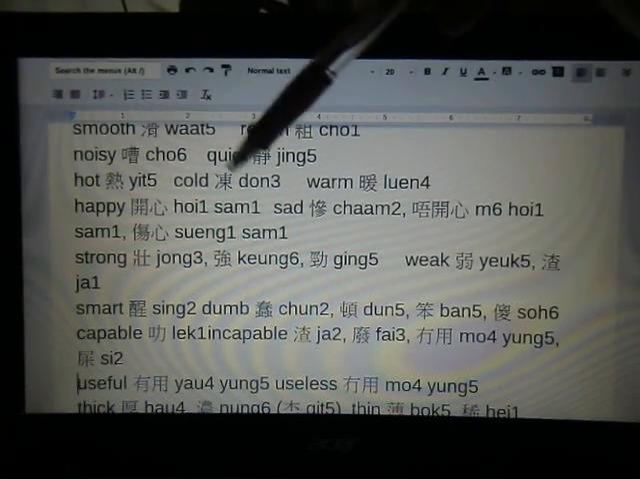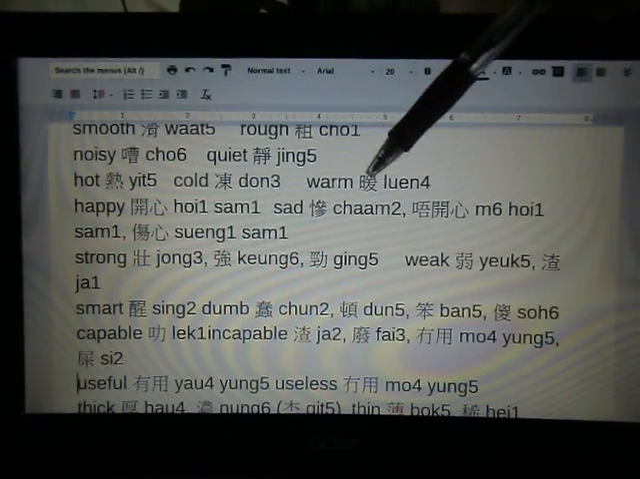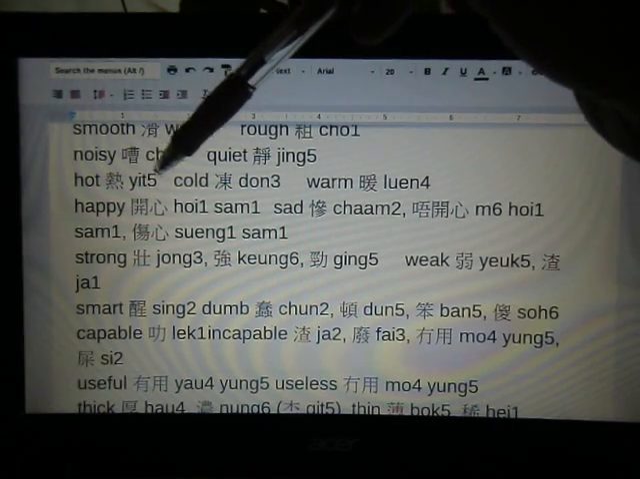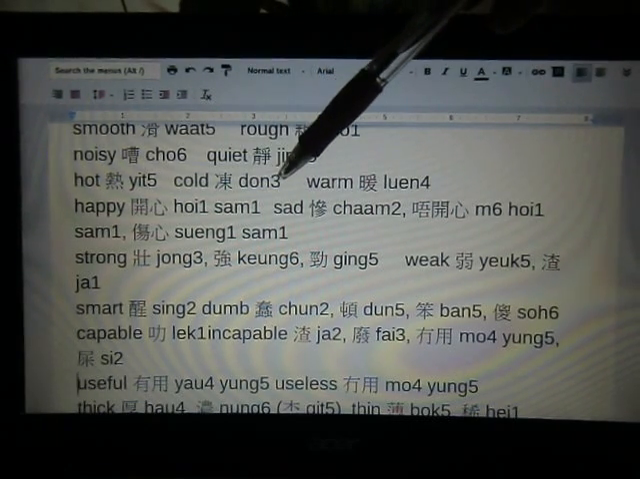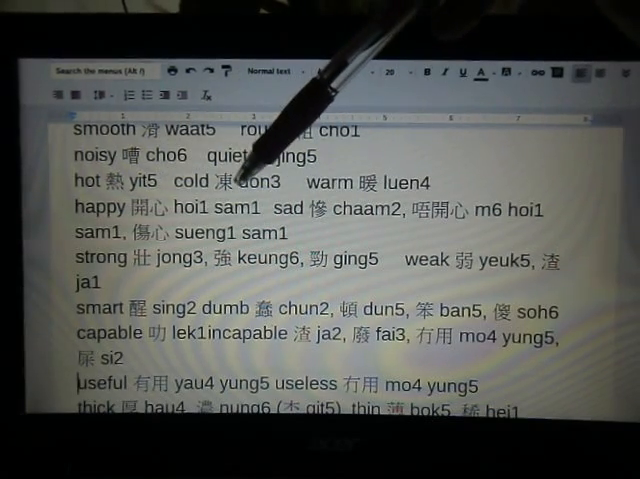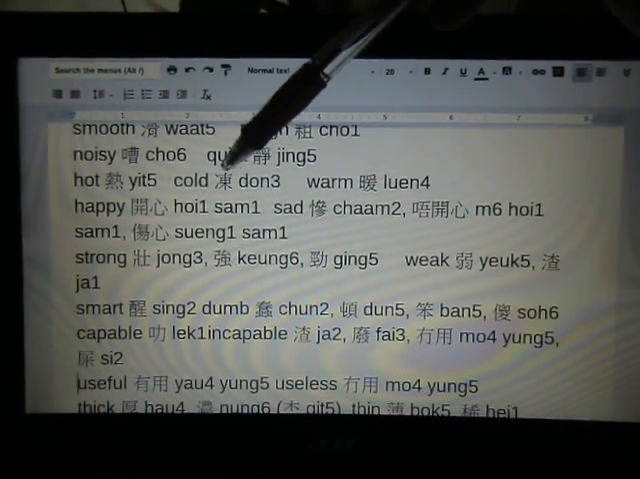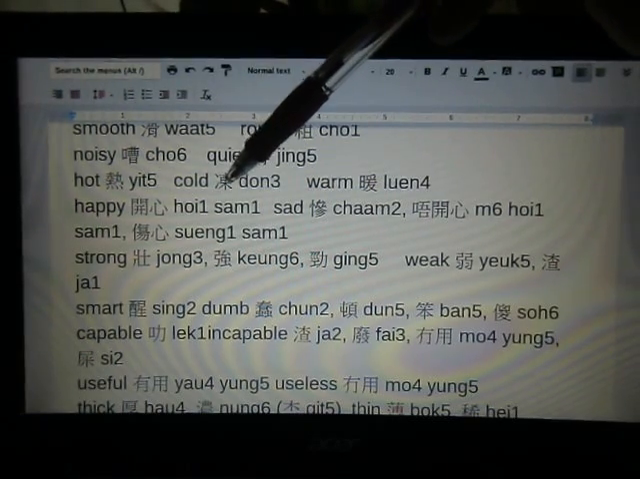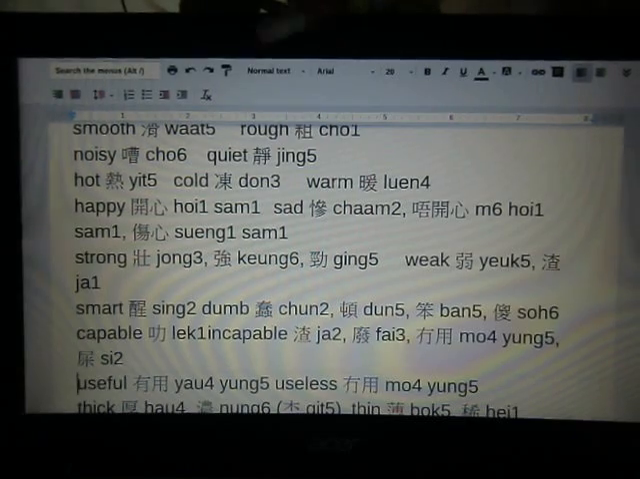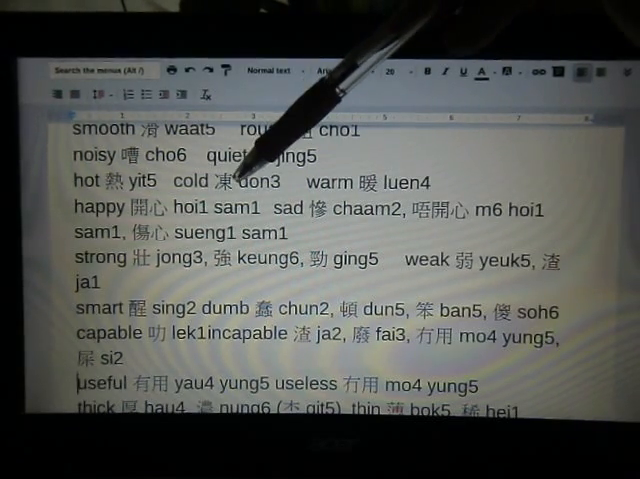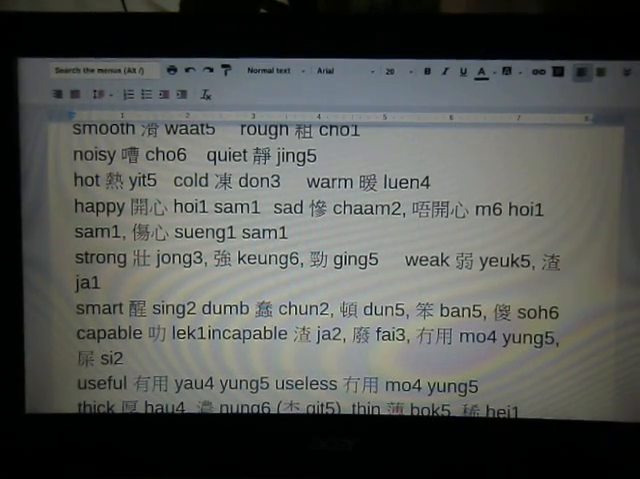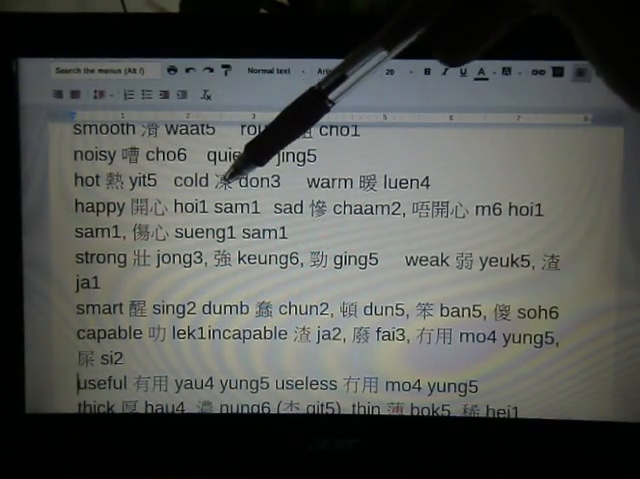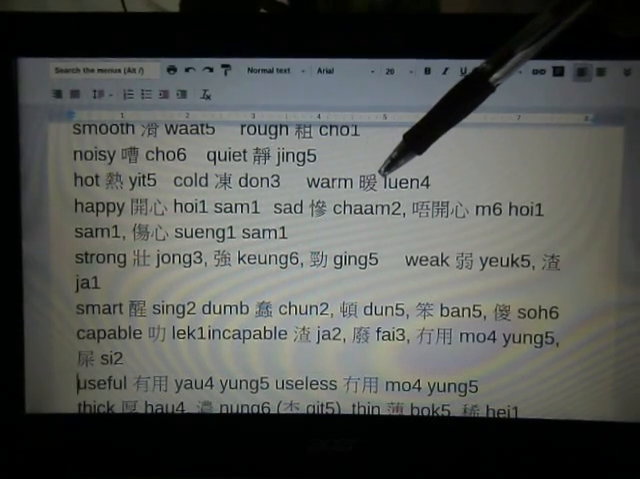And then 熱, 凍, 暖. Right? Hot, cold and warm. 熱, 凍. In Mandarin they most likely would not use the word 凍. They use 冷. Right? 冷 is not a common Cantonese word. Most people will use 凍 instead. So 凍 is very Cantonese and 冷 is very Mandarin. Right? 熱, 凍, 暖. 暖 is warm.